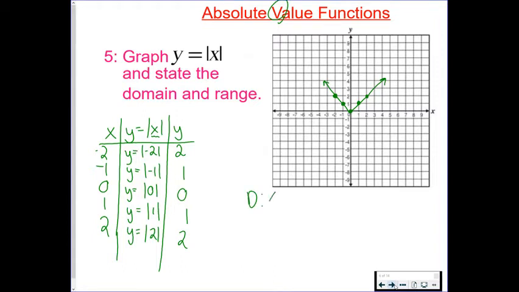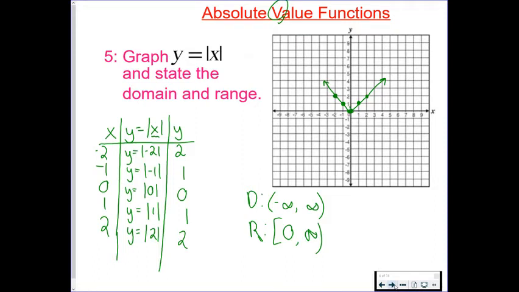Domain goes forever to the left, forever to the right, so it's negative to positive infinity. Then my range, the lowest it goes is right here at 0 at that ordered pair. So we use a bracket. The highest it goes is positive infinity. That is an absolute value function.